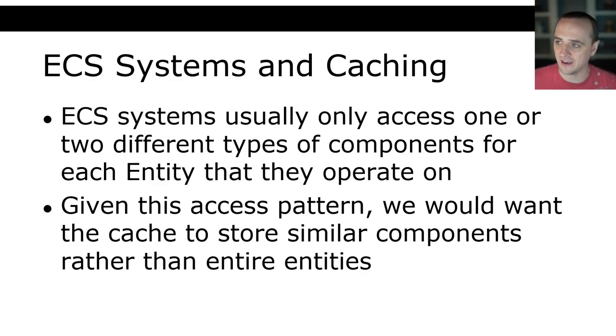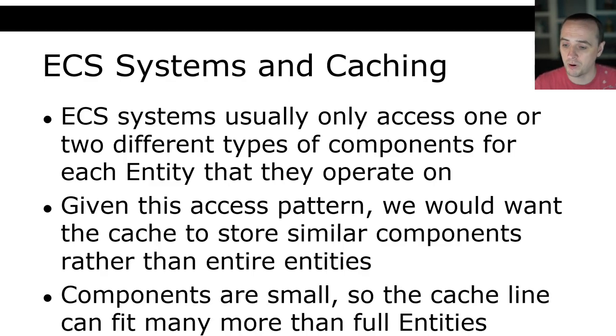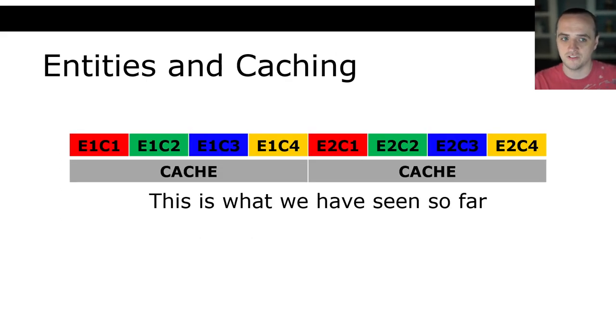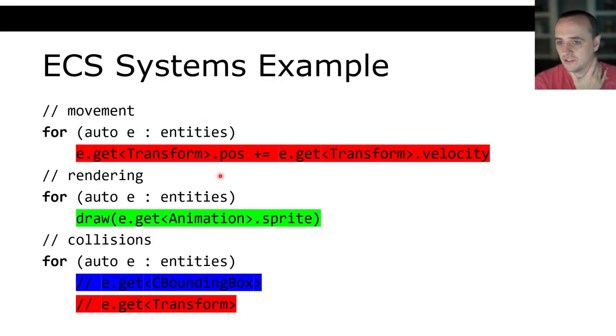So given this access pattern, right, how we're actually accessing our data, we really want the cache to store similar components contiguously, not entire entities contiguously. Components are small, so the cache line can fit many, many more components than it could full entities. So this is what we were just looking at, right? So this is what we said before would be good if we had in one cache an entire entity. But look at that. If we, in this system, if we get the entire entity, all four of those colors, well, there's a bunch of crap in the cache that I don't even care about.